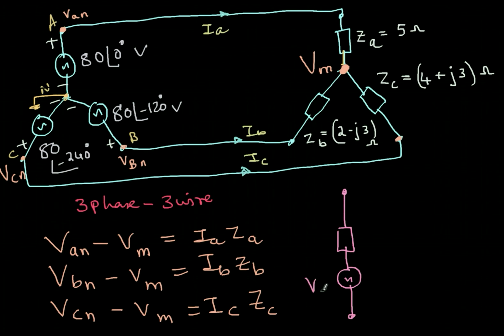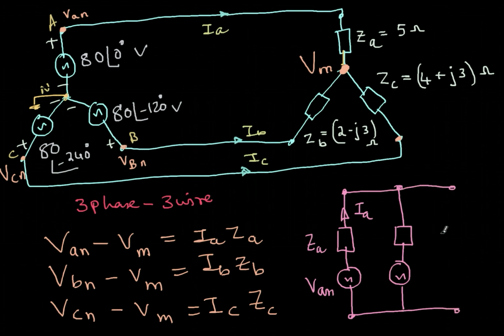So this is VAN and this is ZA, and the current here is IA. This is one branch, these two, this branch. Now coming here, this is another branch. So I have this and then another branch here and another impedance here, and then these two are actually connected like this. And again, I have another branch like this and like this.